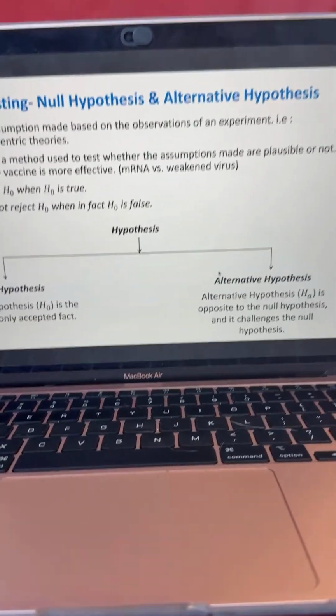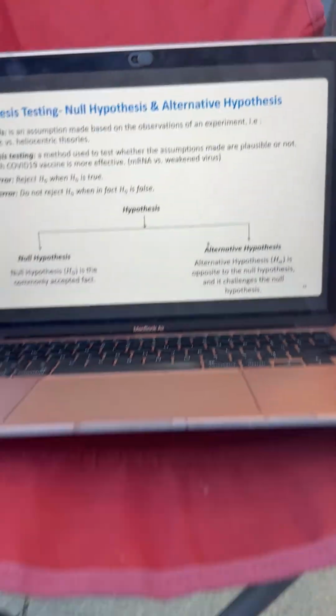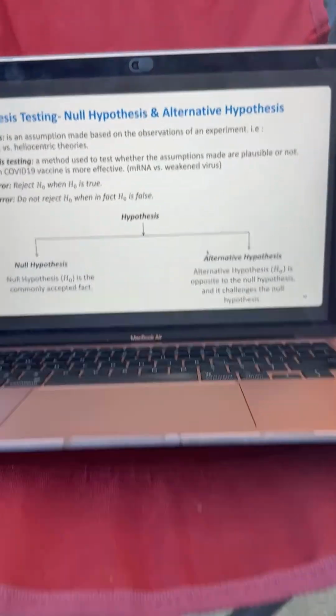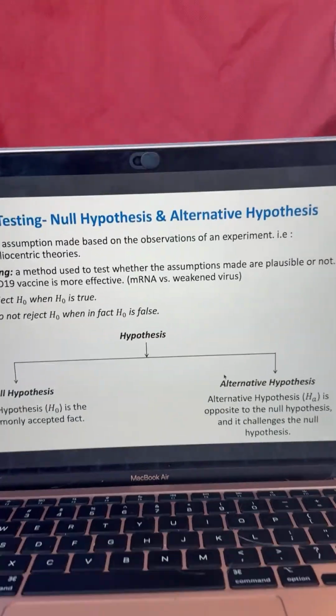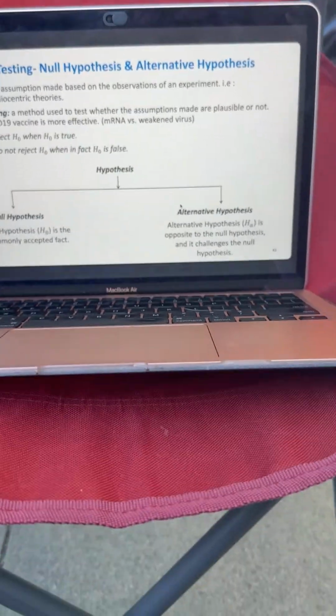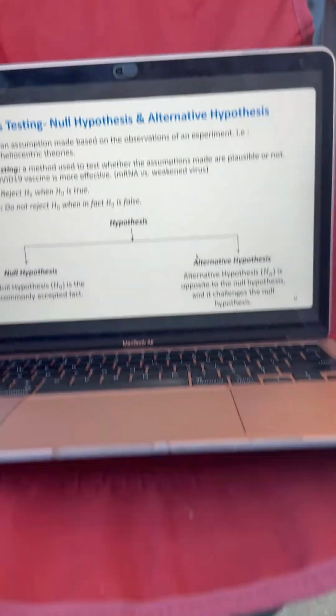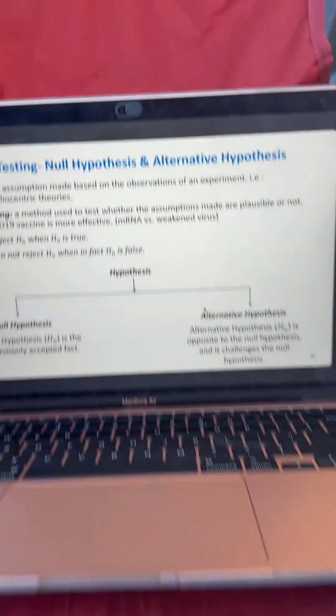Hypothesis testing. A hypothesis is an assumption made based on observations of an experiment, i.e. geocentric versus heliocentric theories. Hypothesis testing is a method used to test whether the assumptions made are plausible or not, i.e. which COVID-19 vaccine is more effective, mRNA versus weakened virus.